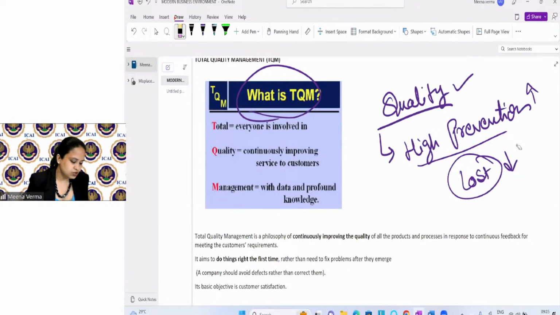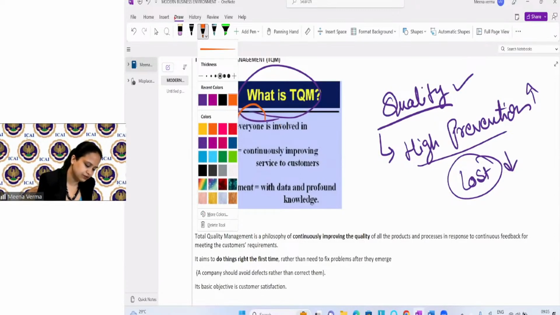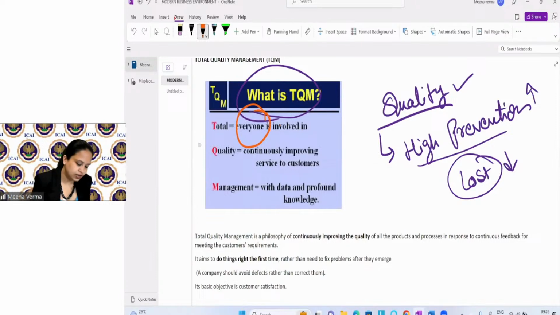Total quality management: total means everyone is involved here. Quality means producing the quality product always. How? By continuously improving the organization. Somewhere it is written that no organization is a perfect organization. Never think that your organization is perfect. There is always scope of improvement everywhere. Find those scopes of improvement and improve your organization.